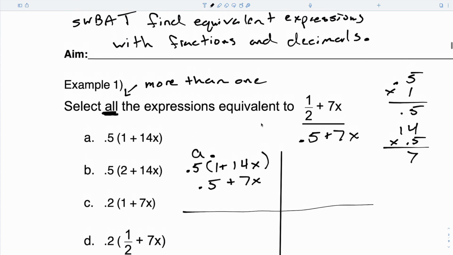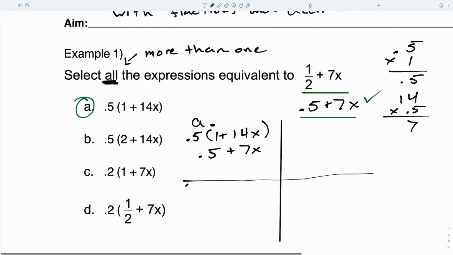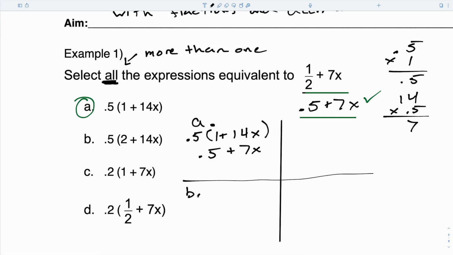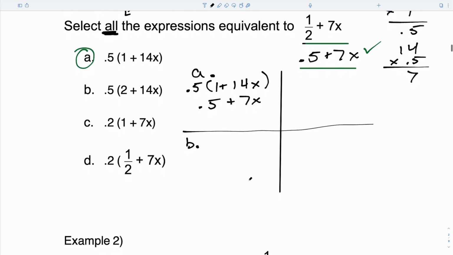Does A match our original expression? Yeah. Those are our checkpoints, and it matches. A is one of my answers. But look at B. Is B going to match? I need it to match 0.5 plus 7x. Let's check. 0.5 times 2 plus 14x.